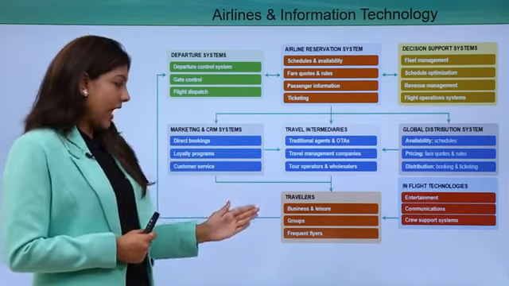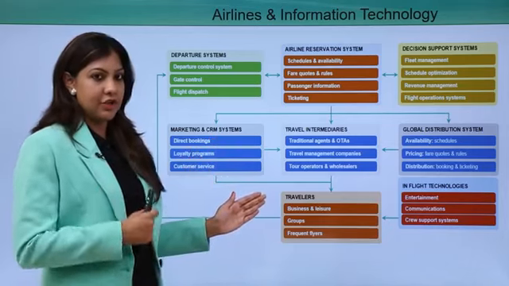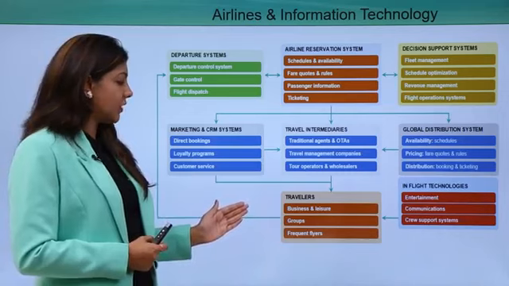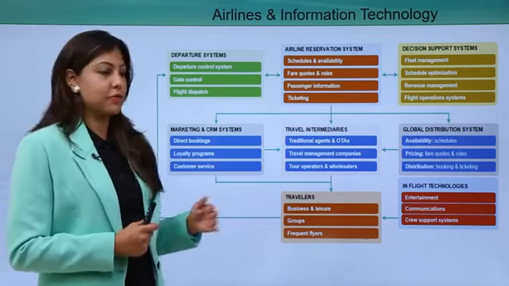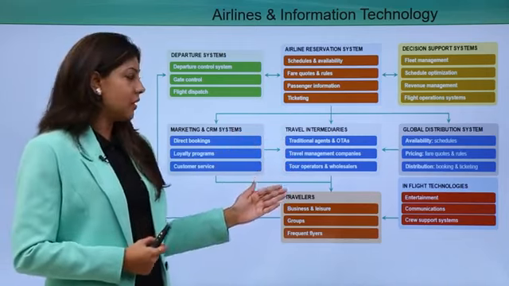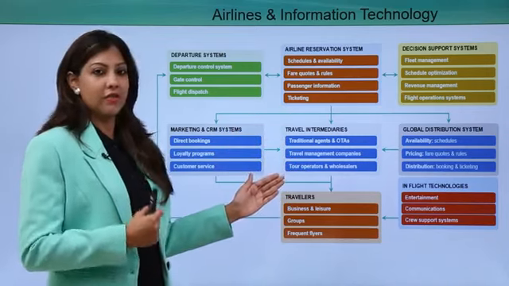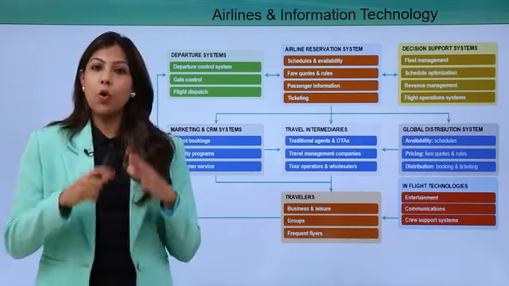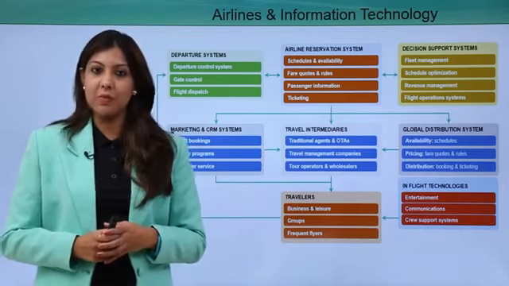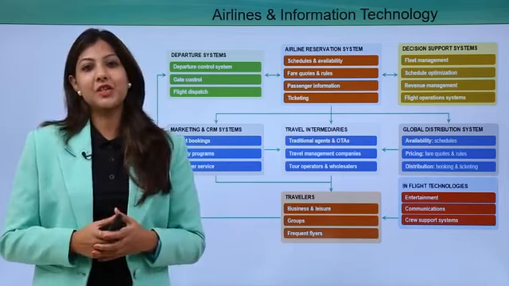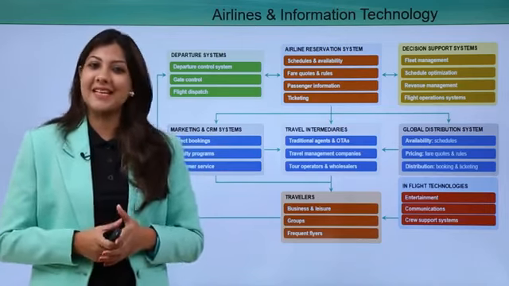Coming to travelers, we have business travelers as well as leisure travelers. We have groups traveling together or individuals traveling alone, and we have the frequent flyer program. Under in-flight technologies, we have entertainment, communication within the flight people and crew support system. Well friends, this is an overview of what we will talk about today. So it gives you a complete glimpse of the different communication which happens between different departments in aviation.